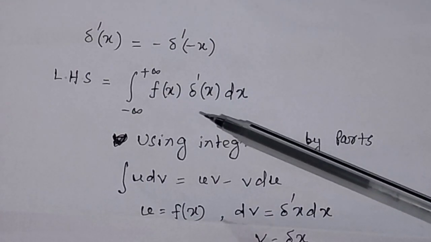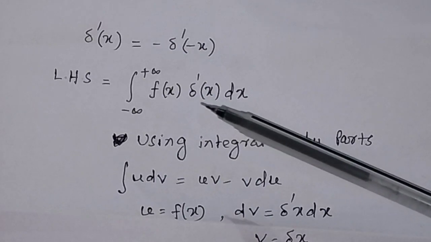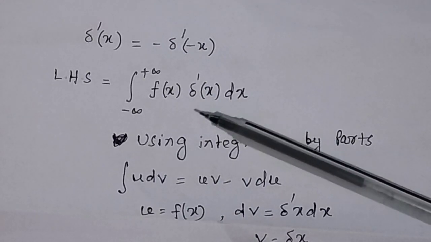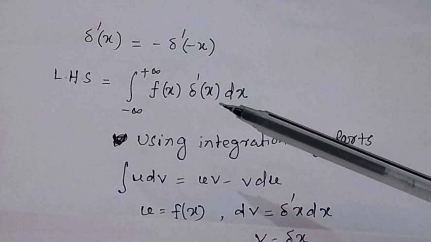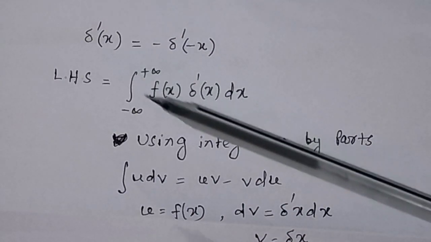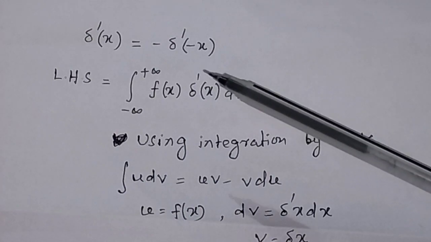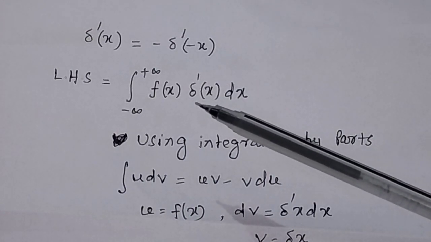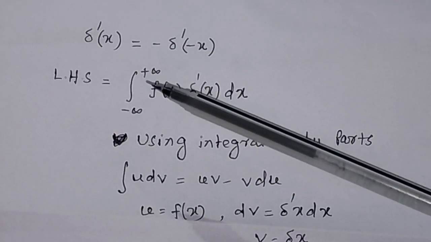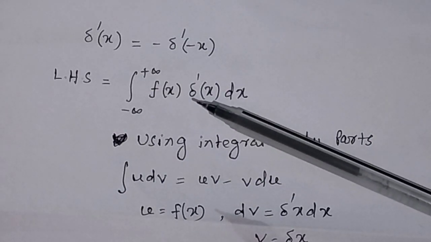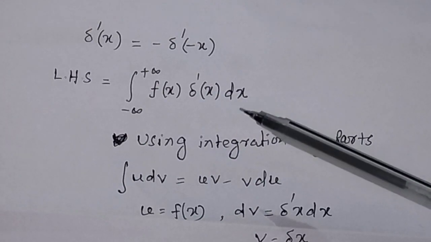We know the delta function can be represented by this equation. This is the identity to represent the delta function. We have discussed this identity in a previous video. That is, delta dash x, the first derivative of the delta function, can be represented as the integral from minus infinity to plus infinity of f x delta dash x dx.